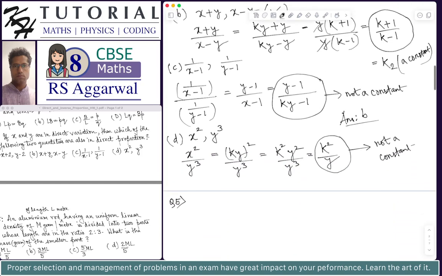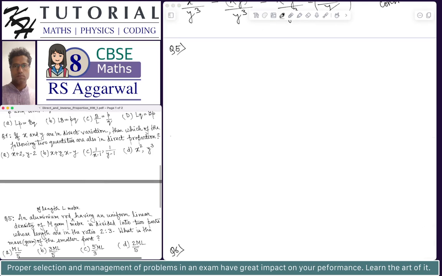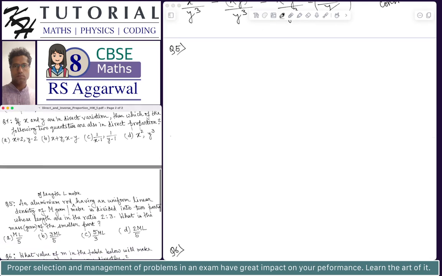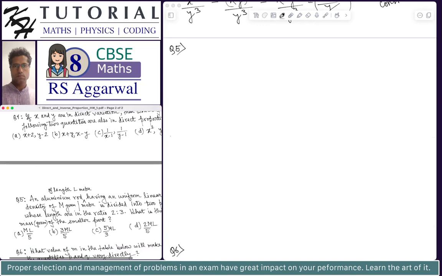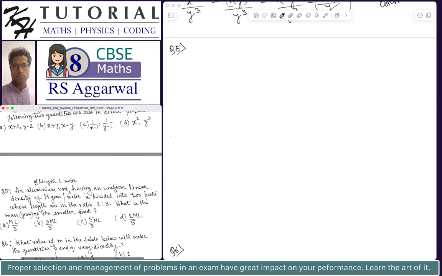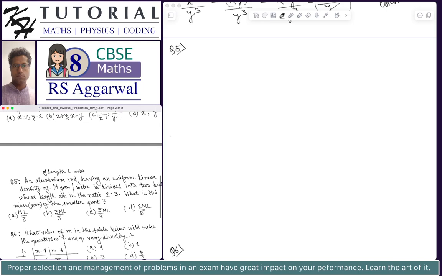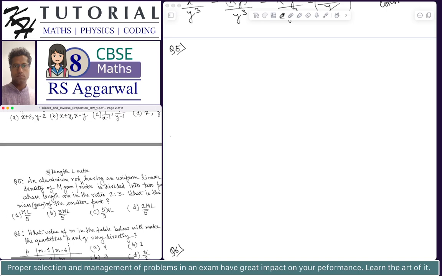Let's do problem number 5. An aluminum rod of length L meter having a uniform linear density of m gram per meter is divided into two parts whose lengths are in the ratio 2 is to 3. What is the mass in gram of the smaller part?